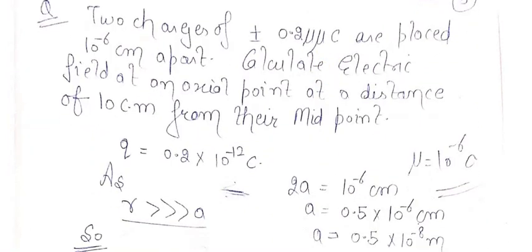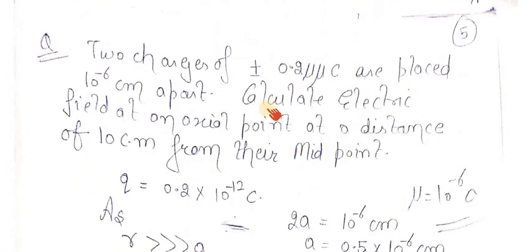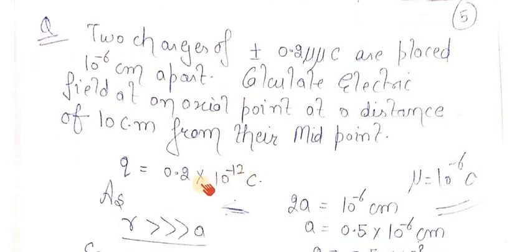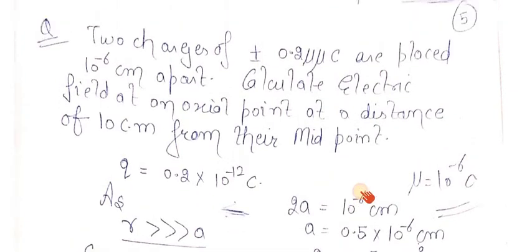Okay, now the second numerical is two charges of plus minus 2 microcoulomb. That means 10 to the minus 6. Then 10 to the minus 6 again, you will get 10 raised to power minus 12, right? So two charges of plus minus 0.2 microcoulomb are placed 10 raised to power minus 6 centimeter apart. You have to find the electric field at an axial point. So here Q is given 0.2, micro is 10 to the minus 6, then again micro, so 10 to the minus 12 coulomb. Now the distance is 10 to the minus 6 centimeter.